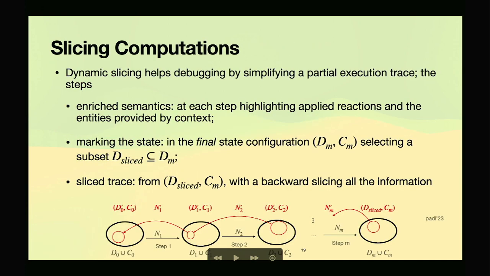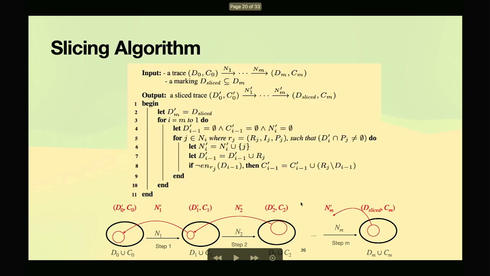So this is the graphical representation, and when we go back, of course, we select a subset of the reactions that have been applied and a subset of the entities that have been used. Okay, the slicing algorithm is simple, but it's useful. And also, we have applied other already existing slicing algorithms, and none worked well enough for our case. So this is a slicing algorithm specific for reaction systems.